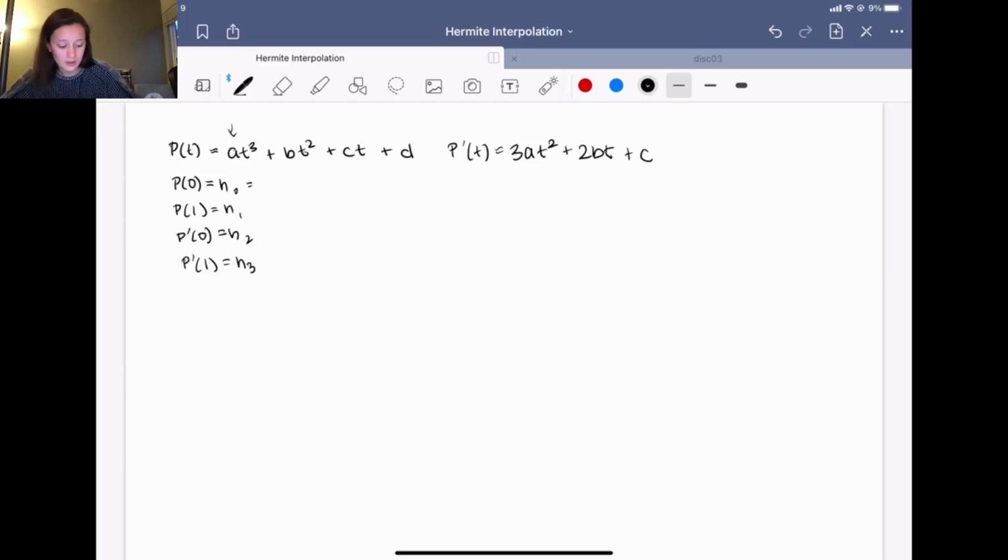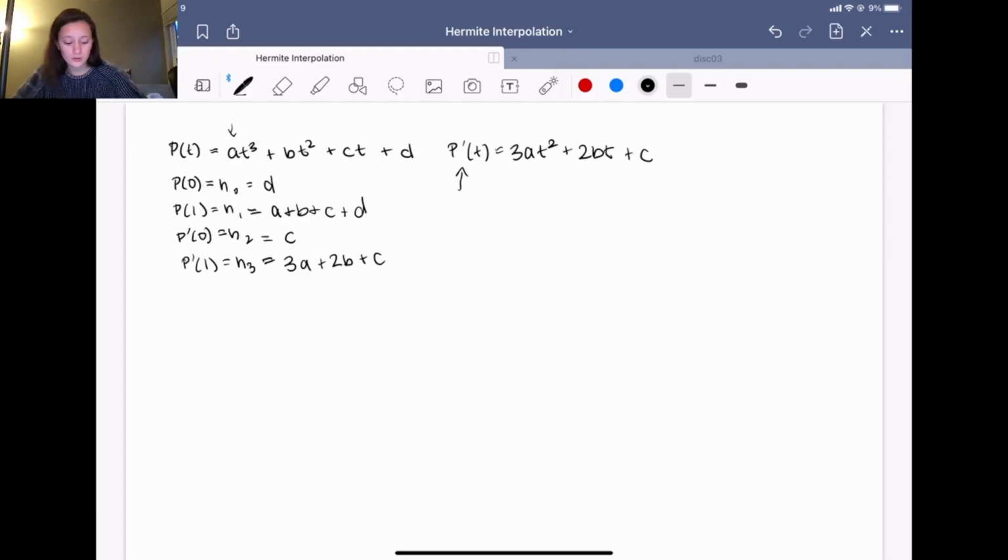So we plug in 0 to this polynomial, which will give us d. So we know H0 will be equal to d. We plug 1 in, we get this. We plug 0 into the derivative, which I've written here, and that will give us c. We plug 1 in, and we get 3a plus 2b plus c.